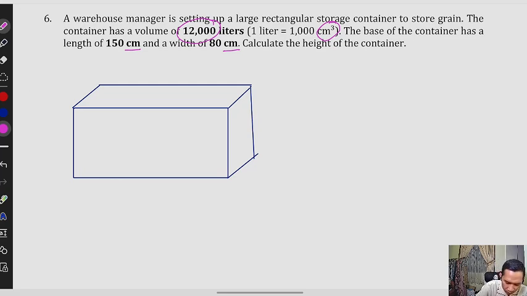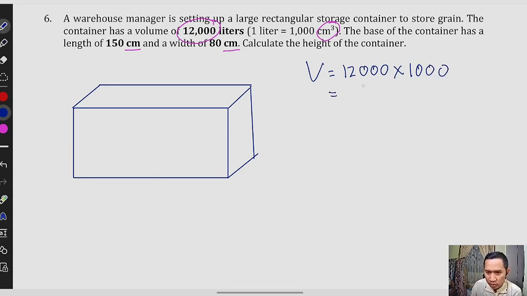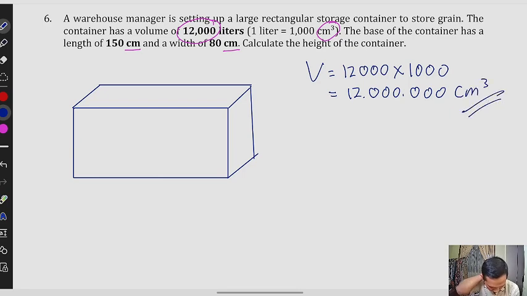So 12,000 liters is the volume, right? So we multiply, because 1 liter is 1,000 centimeter cube, so multiply by 1,000. Simply, we just add the number of zeros. So we have 12,000,000. We have 12 million centimeter cube. Okay, that's the volume.